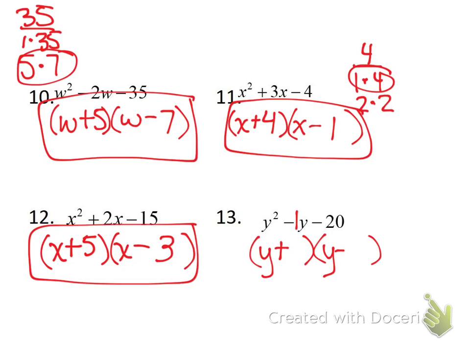What factors of 20 are 1 apart? 5 and 4. Which one gets the plus sign? The 4. The 5 gets the minus sign because the sign in the middle is negative and the 5 is bigger. So the bigger number gets the middle sign.